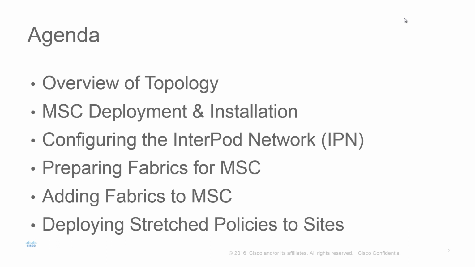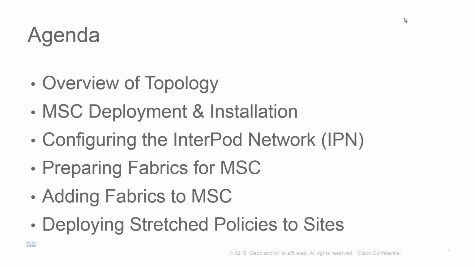Next, we'll cover the InterPod Network configuration, and this is again outside of the multi-site controller's realm. It's not going to manage that for us. That's something we have to configure ourselves, so we'll walk through that. For today, we'll be using a 9200 Nexus as the IPN device.